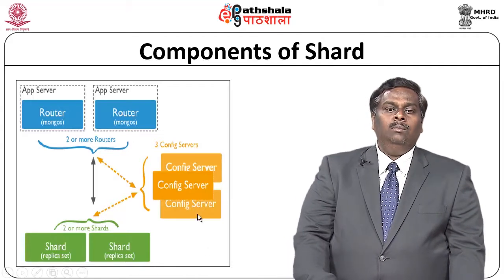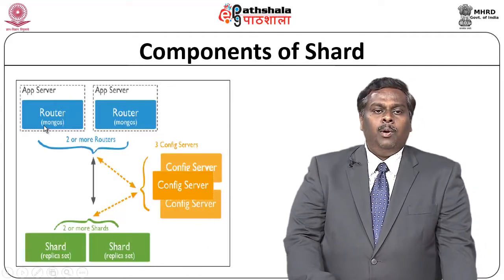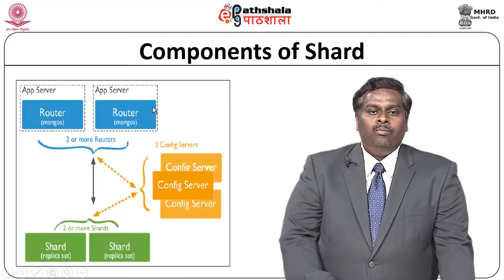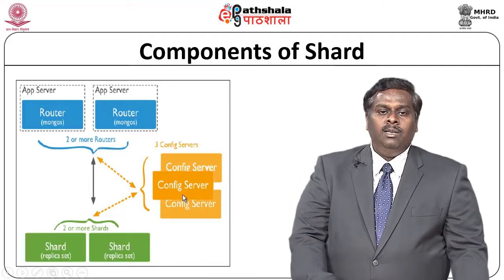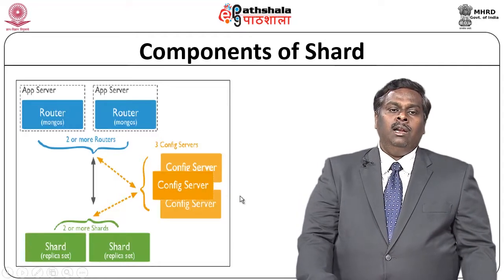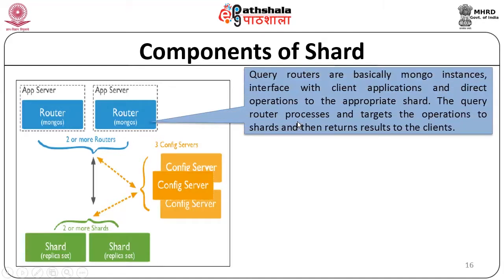As shown in this diagram, you can find 3 important things. One is the query router, the second one is the config server and the third one is the shard itself. Now, let us understand each in detail. Let us take the first component, query router. The query router is actually a Mongo instance. This Mongo instance acts as an interface between the client application and the shards, directing operations to the appropriate shard.